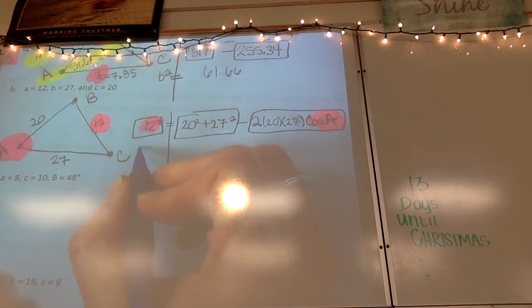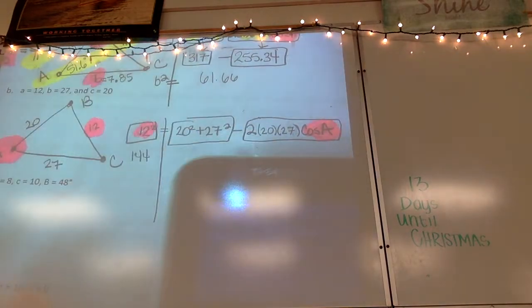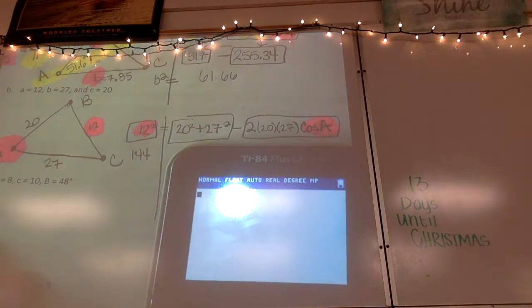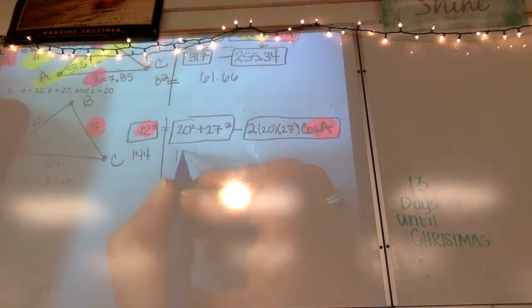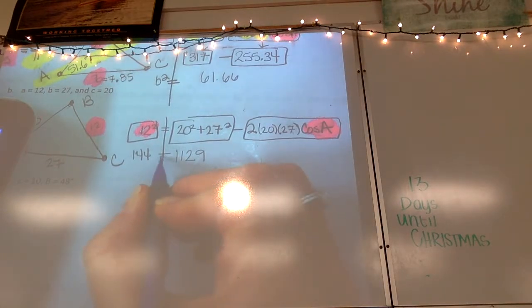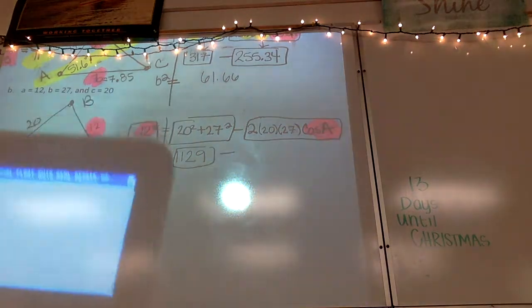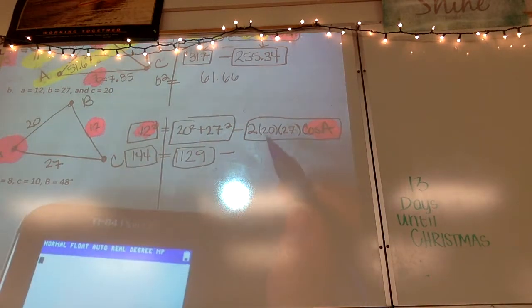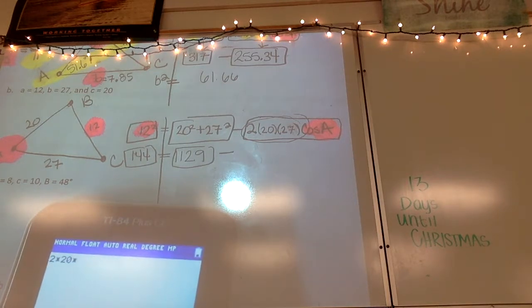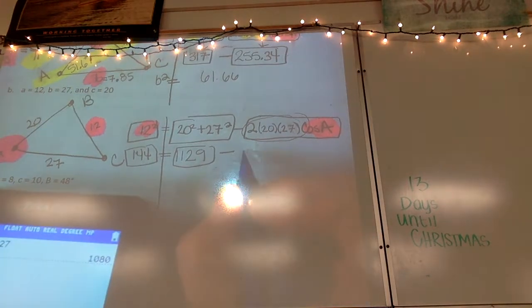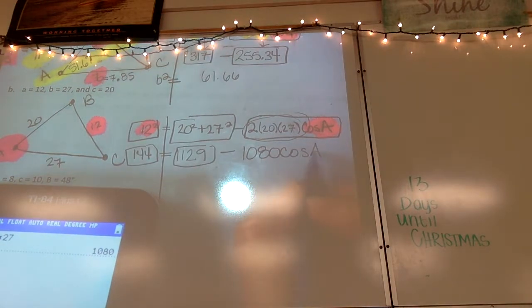So 12 times 12. And then what's 20 squared plus 27 squared? 1,129. Thank you. Minus, and then do 2 times 20 times 27. So just do this piece. So 2 times 20 times 27. And then cosine of A.